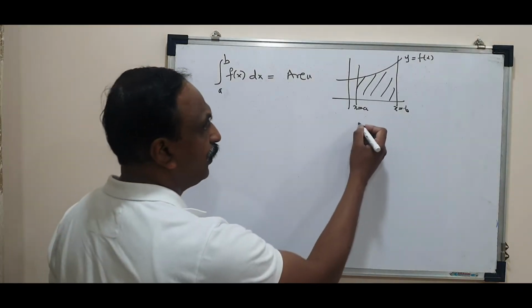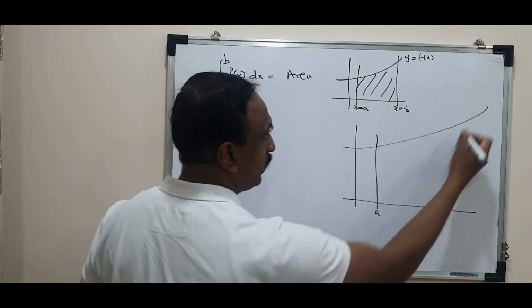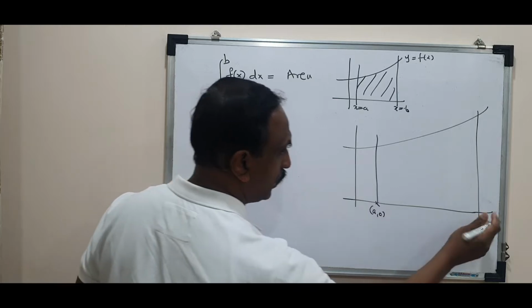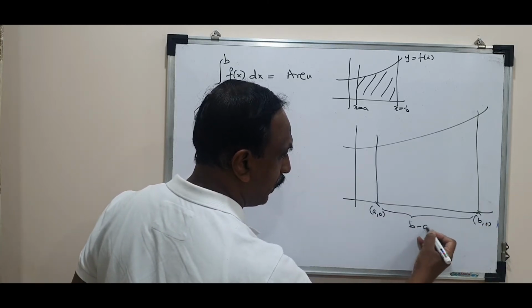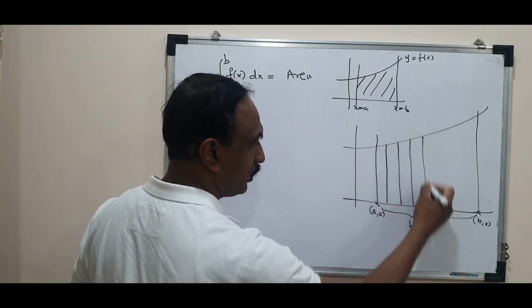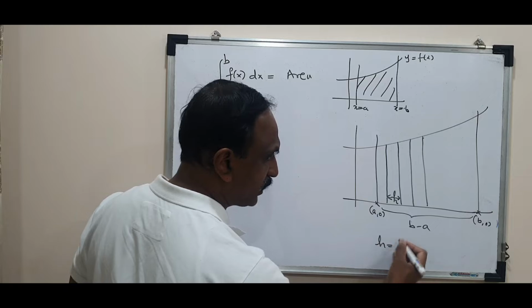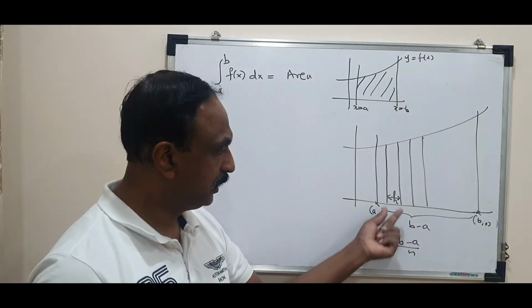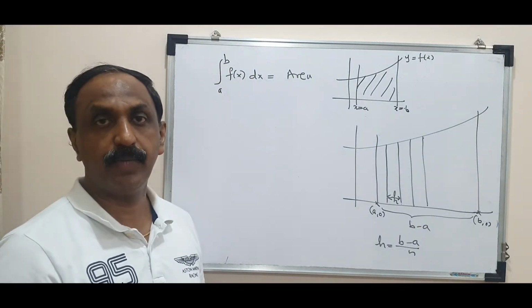Now what we do is we will divide this area. I'm just enlarging it. This is a, this is b, which means this point is a comma 0, this point is b comma 0, which means this whole length is b minus a. It's divided into n strips like this. Each strip is of width h. So the value of h is b minus a upon n. We cut them into small strips with width h. The calculation of width h is b minus a divided by n.